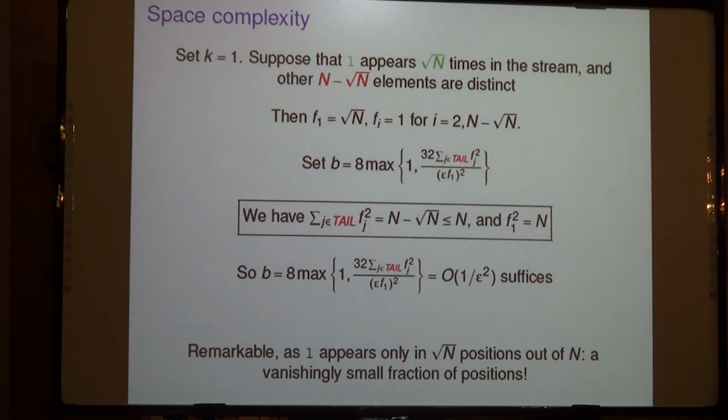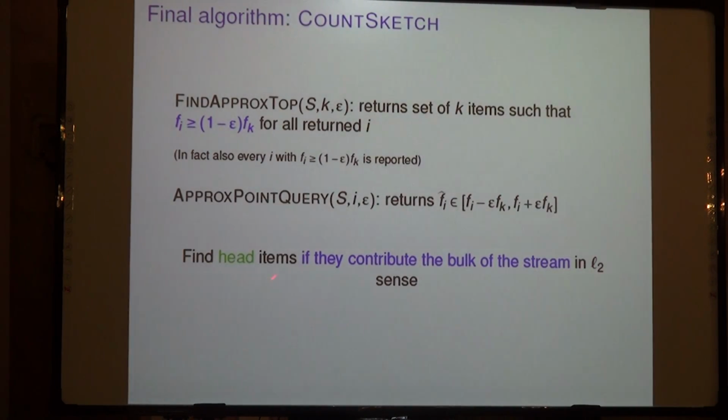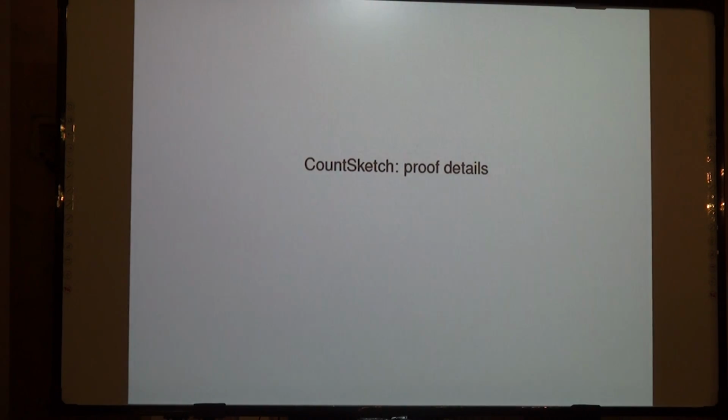Okay. Good. So a summary. We designed a reduction that shows that if you get this primitive approximate point query that gives you a good estimate for the frequency of the ith element, then using that primitive, you can return an approximation to the top k most frequent elements in the stream. And then we designed an approximate point query primitive that is surprisingly space efficient for streams where the head elements, the top k elements, actually contribute a bulk of the stream, but in this very interesting L2 sense. And next time we'll give the proofs and then go on to graph sketching and other topics.